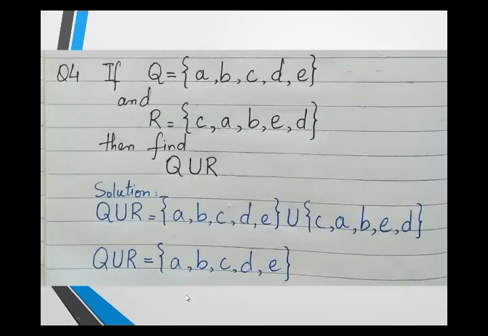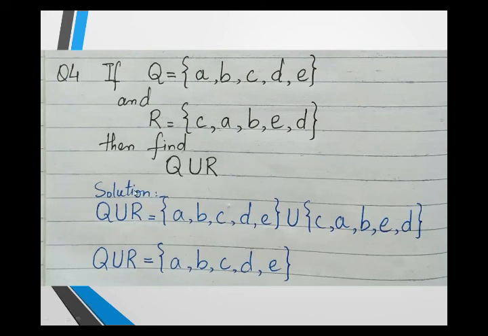Okay students, here's an example for improper subsets. Okay, if we have Q is equal to A, B, C, D and E, and R is equal to C, A, B, E and D. Then we find Q union R. As you can see that students, all the elements are identical in both sets. So they are improper subsets of each other.